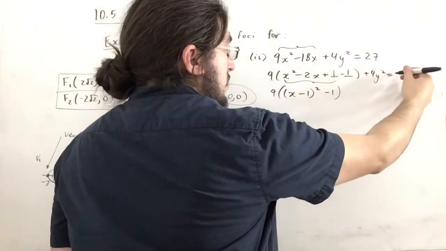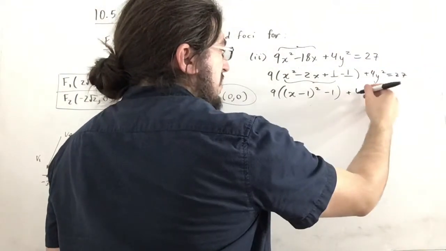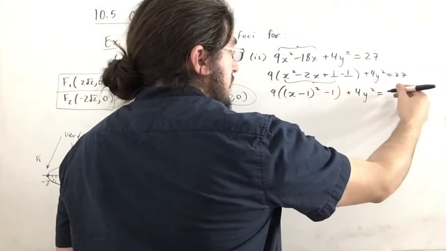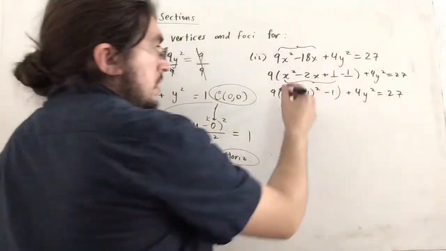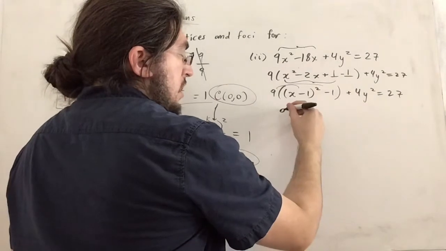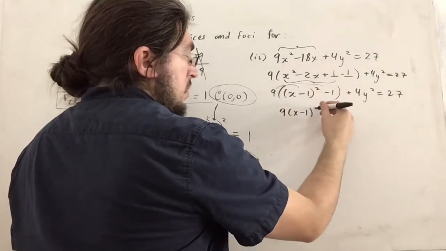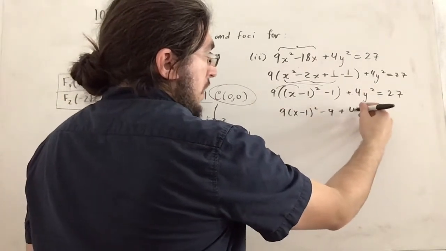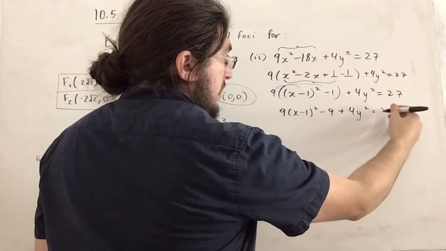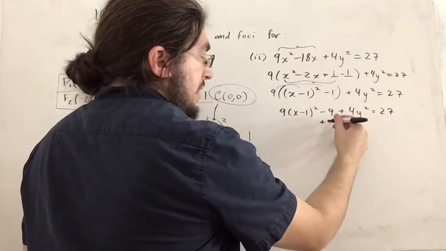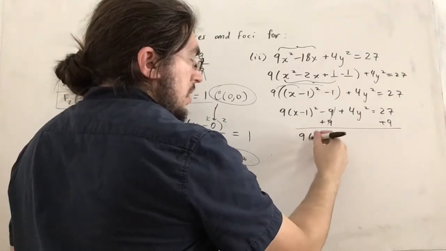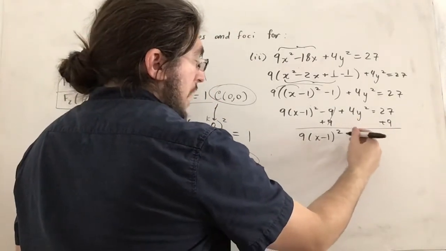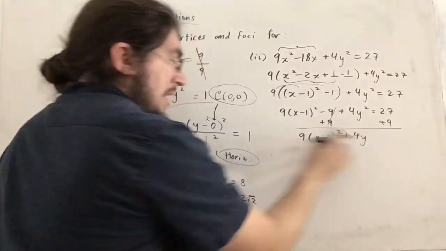So plus 4y squared equals 27. If you distribute the 9 like this, you get 9 times the quantity x minus 1 squared minus 9 plus 4y squared equals 27. If you add this 9 to the other side, you get 36, which just so happens to coincidentally be 9 times 4.